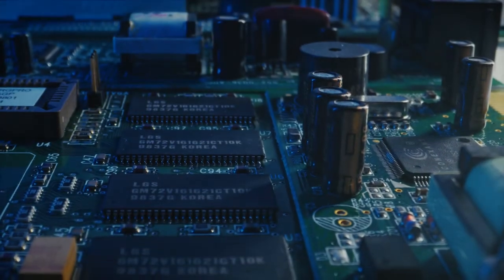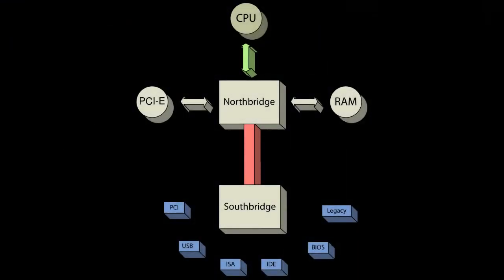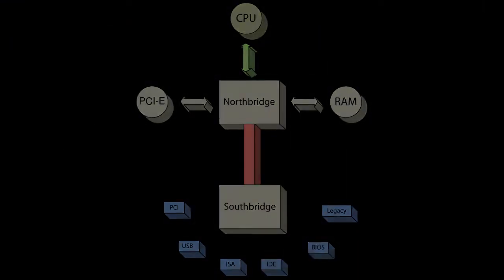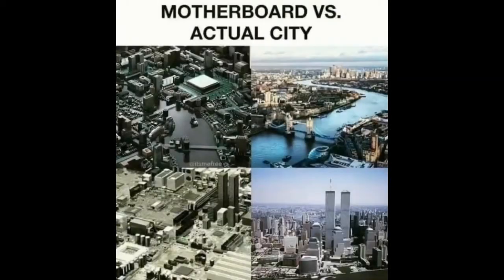Every computer has one component called the motherboard. This component's job is to allow communication between all other components in a computer. Some noted the resemblance of motherboards to modern cities, but what does it mean?